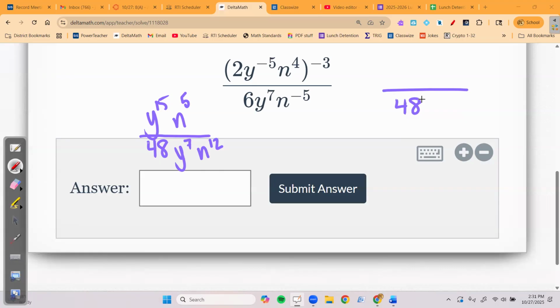I can do the Y's just because I heard you first. I like the N's because they're alphabetical. Thank you. But I did hear the Y's, so let's do the Y's first.